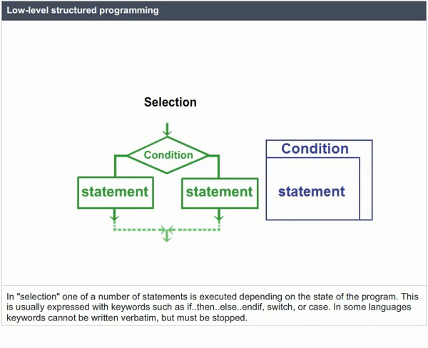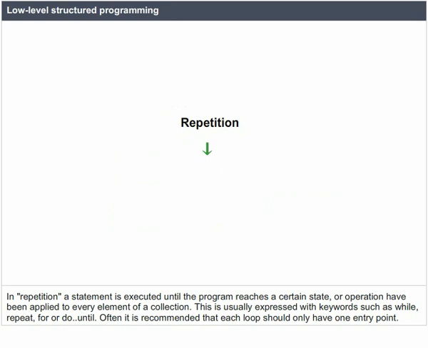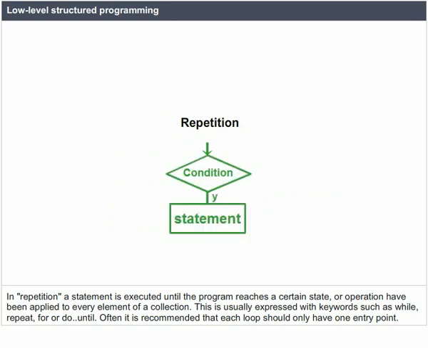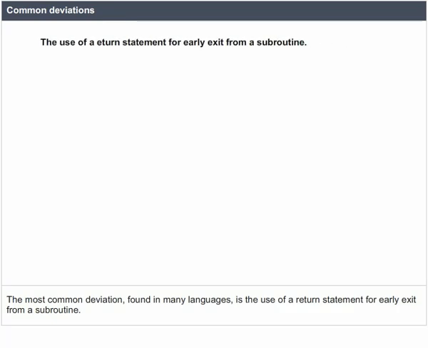In repetition, a statement is executed until the program reaches a certain state or operations have been applied to every element of a collection. This is usually expressed with keywords such as while, repeat, for, or do until. Often it is recommended that each loop should only have one entry point. Common deviations. The most common deviation found in many languages is the use of a return statement for early exit from a subroutine.